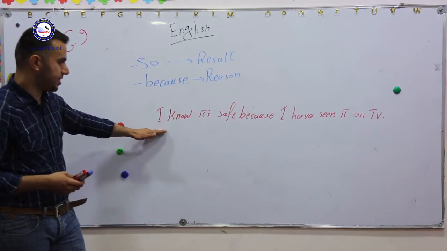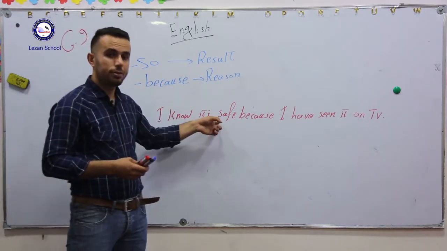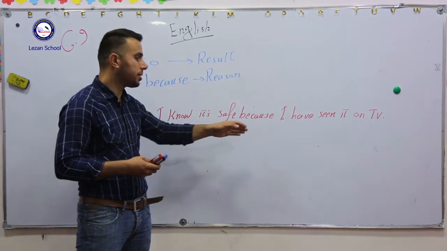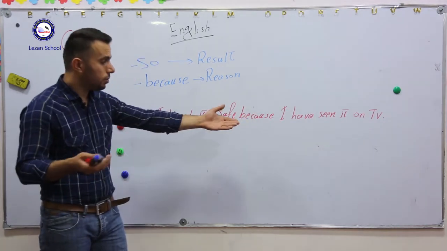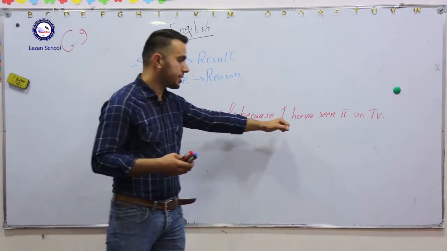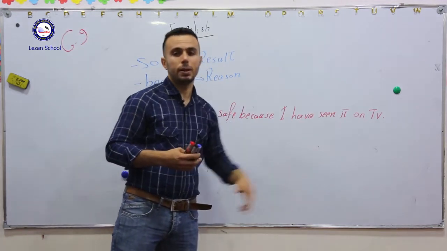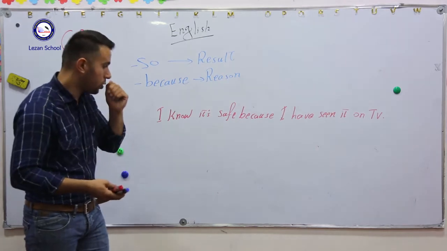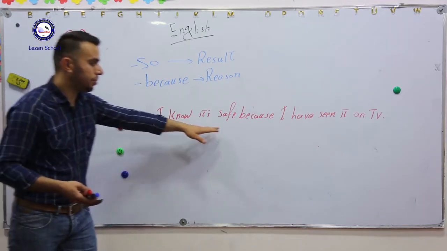Here we have a sentence. I know it is safe. This is the result. Because, what is the reason? Why do I know it is safe? Because I have seen it on TV. I have seen it on TV before, so now I know it is safe.